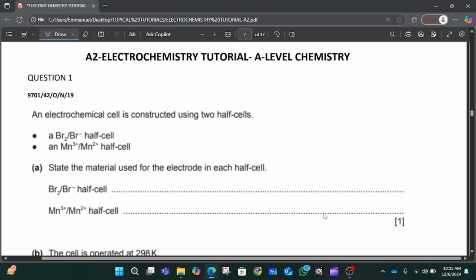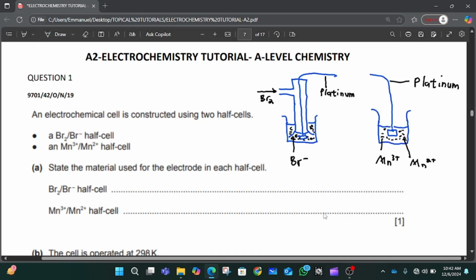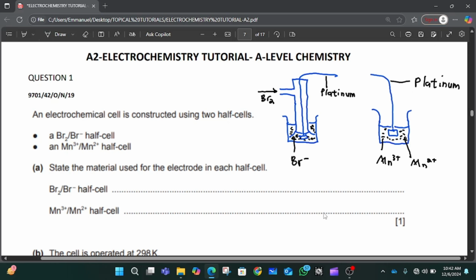Question 1. An electrochemical cell is constructed using two half cells, a Br2/Br⁻ half cell and an Mn³⁺/Mn²⁺ half cell. A. State the material used for the electrode in each half cell. When we have a non-metal/an ion half cell, platinum is the electrode. The same way, when we have an ion/an ion half cell, platinum is the electrode.